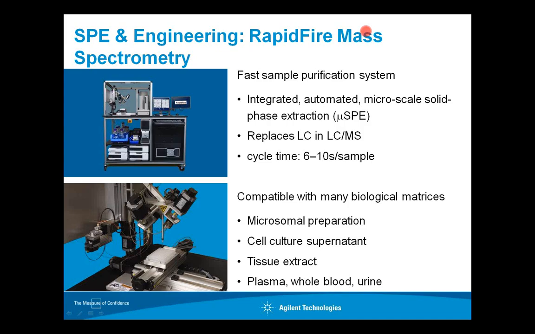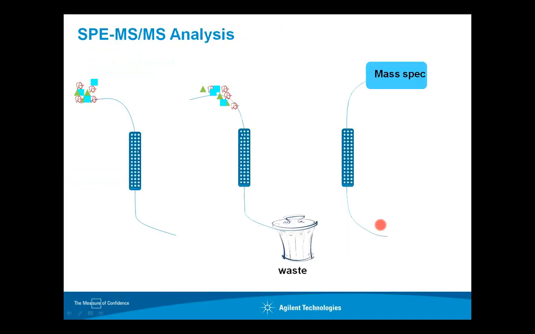In fact, the RapidFire system is also compatible with a lot of different matrices. So many people think separation is absolutely required in chromatography, but we've shown that in many occasions a cleanup by solid phase extraction so that the mass spec can handle the sample is all that's necessary. So we've been able, with RapidFire, to use input types like microsomal preparation, cell culture supernatant, tissue extract, plasma, whole blood, urine, and like I said, a variety of different matrices.